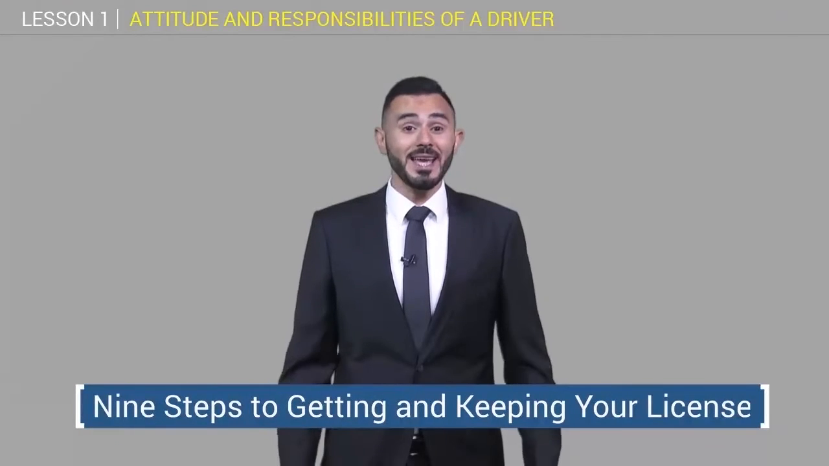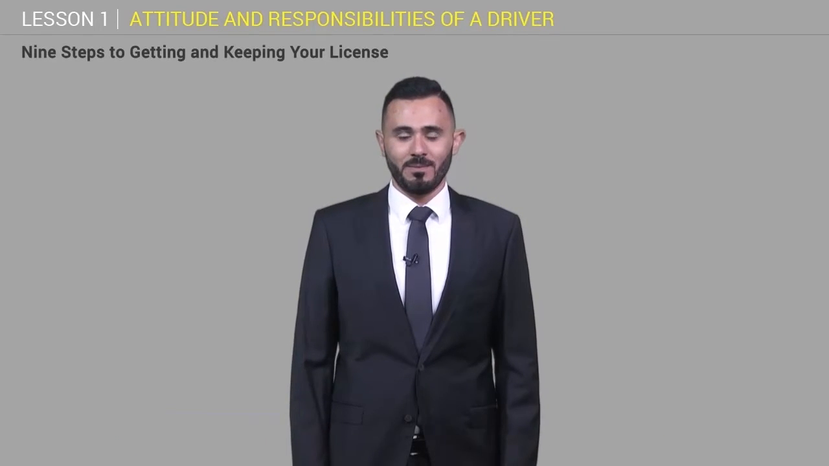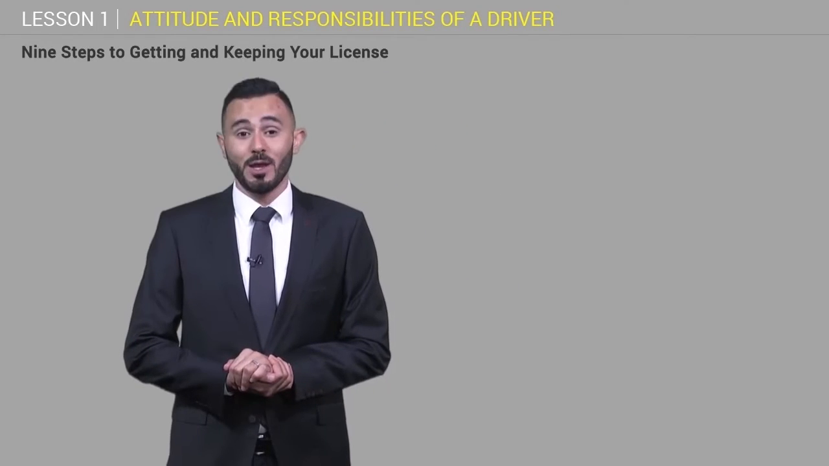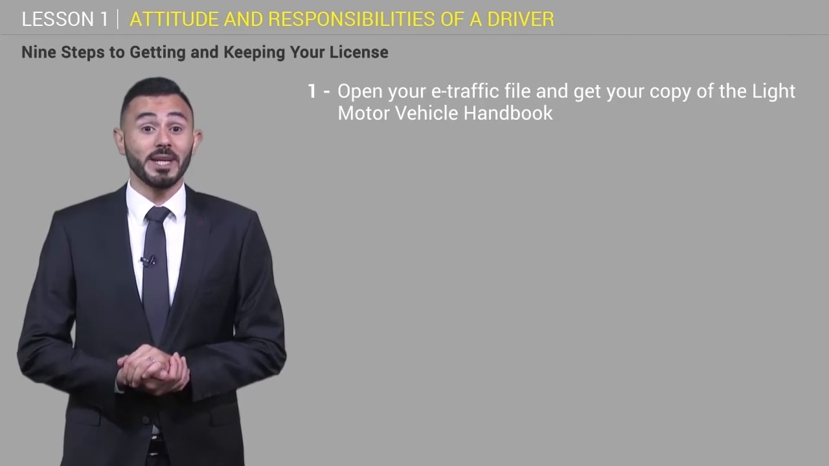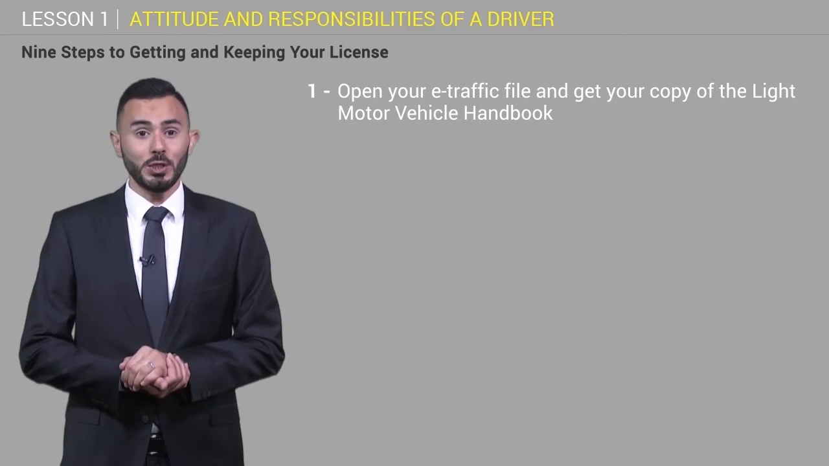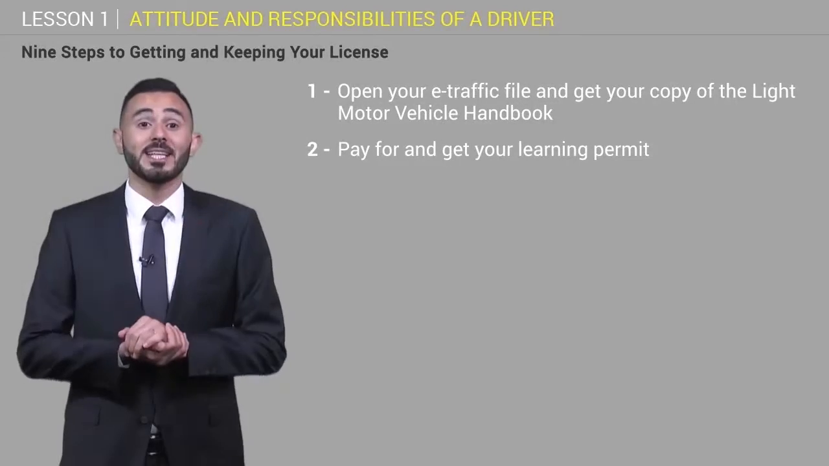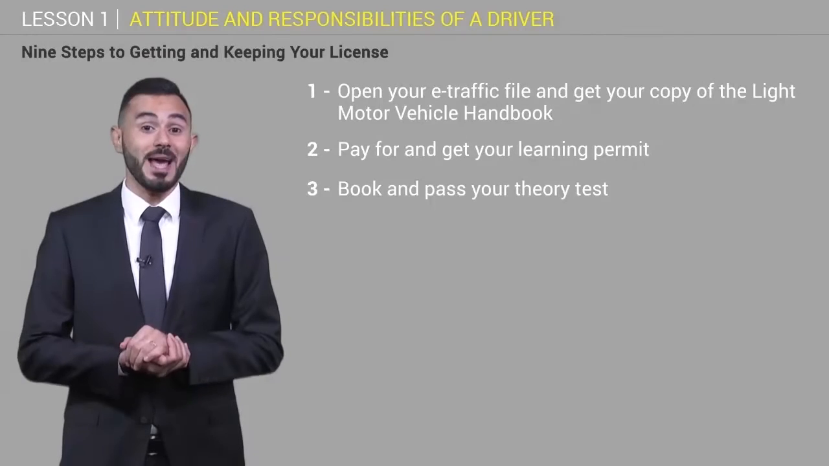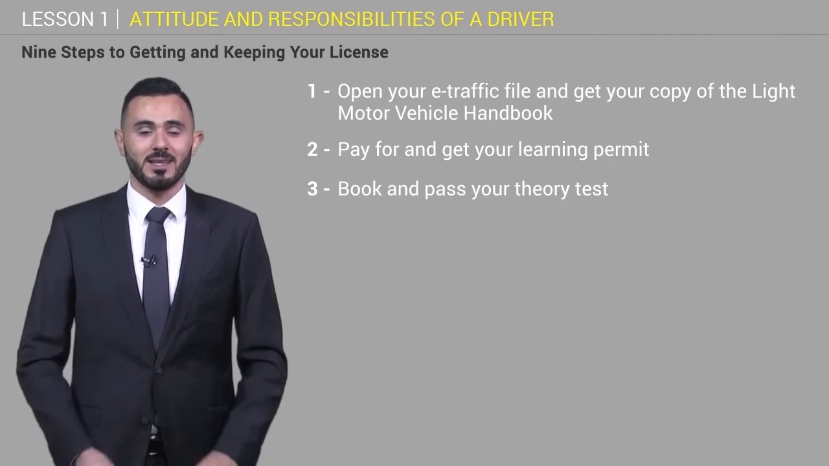9 steps to getting and keeping your license. There are 9 steps to getting and keeping your driving license. 1. Open your e-traffic file and get your copy of the Light Motor Vehicle Handbook. 2. Pay for and get your learning permit. 3. Book and pass your theory test.